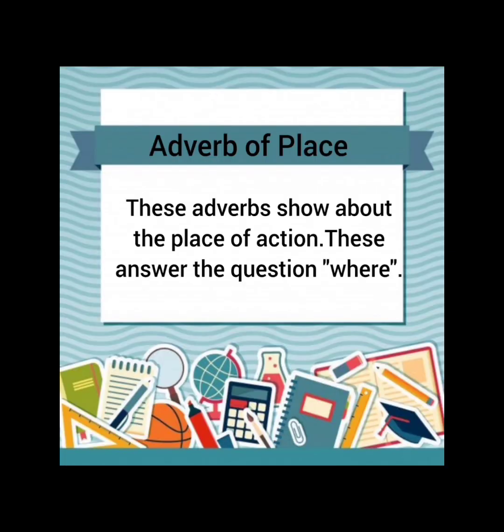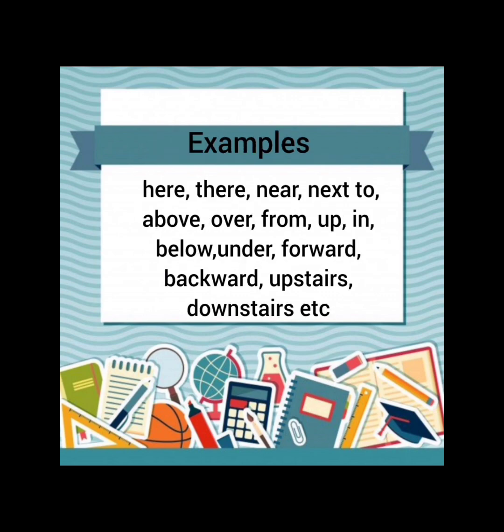These adverbs show the place of action. These answer the question where. For example, here, there, near, next to, above, over, from, up, in, below, under, forward, backward, upstairs, downstairs, etc. These all are the words that are considered adverbs of place. We can use them in our sentences and we can analyze the function of these words as adverbs of place. Let's have a look at the sentences.